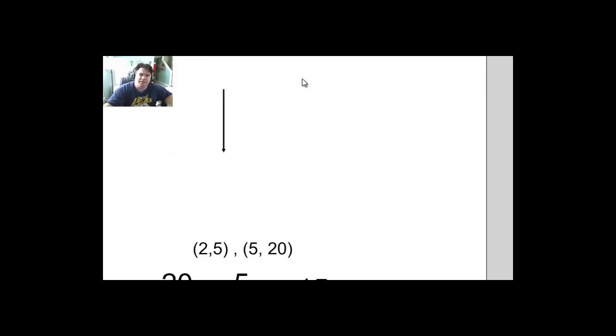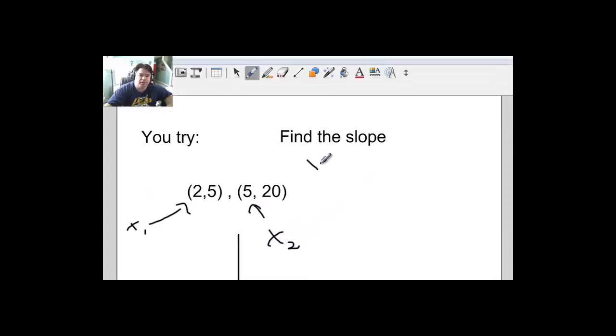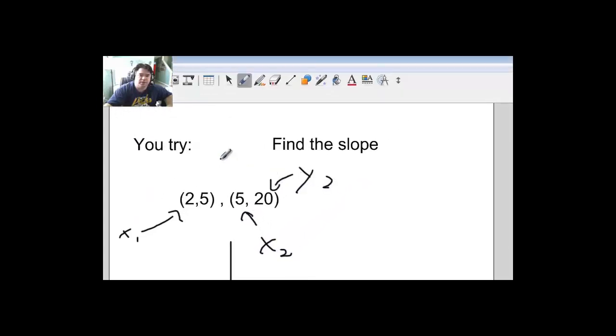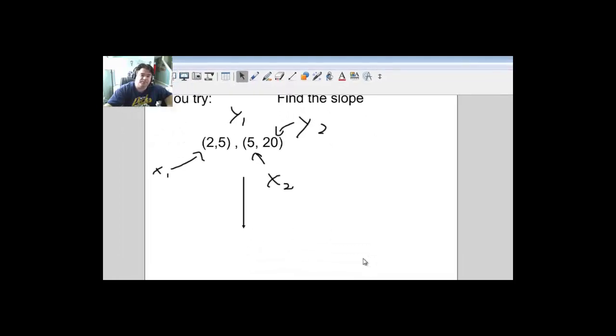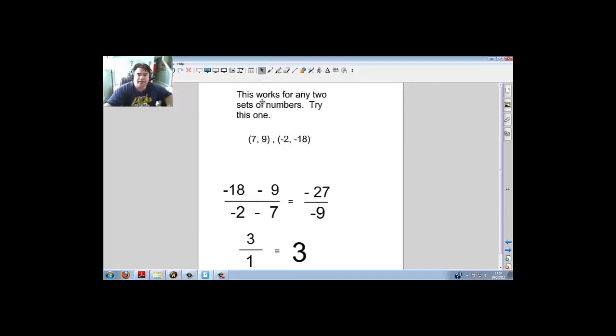Let's try a u-try. Let's go ahead and find the slope. Remember, this is x1 and this is x2. This is y2 and this is y1. And remember, y2 minus y1 over x2 minus x1. Go ahead. So you see here, 20 minus 5 is 15, 5 minus 2 is 3, 15 divided by 3 is 5, so a slope of 5. So up 5 over 1, up 5 over 1.